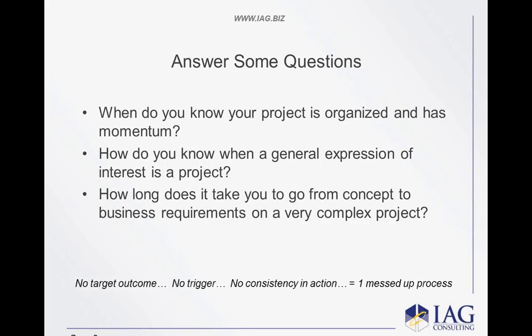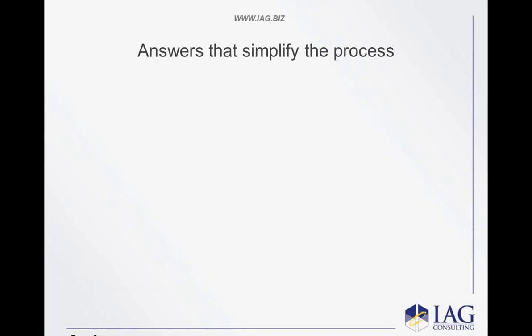And you're invariably in a situation where if you're not clear, there's no target outcome. There's no trigger. There's no consistency in action. And therefore, you have one messed up process. Recognize the answers to these questions are all about the outcome, the trigger, the consistency in action. Those are the things that create a consistent process. That means it's repeatable, and you can deal with it over and over and over again.